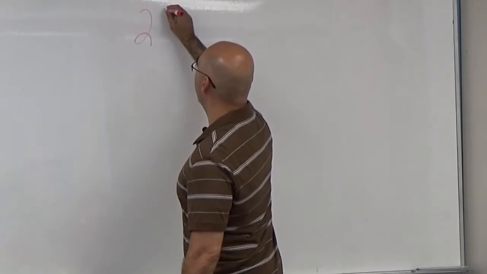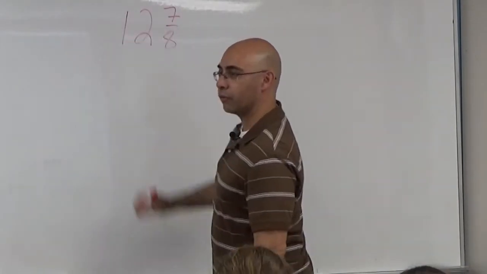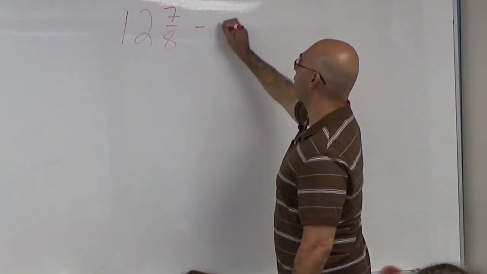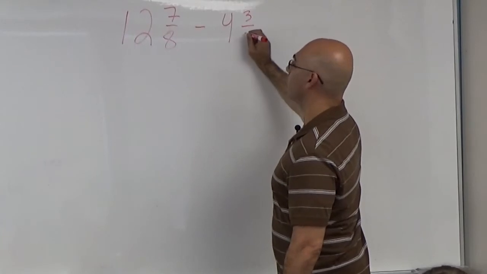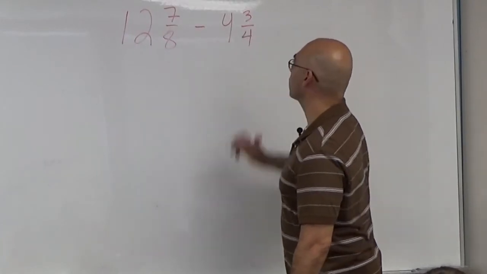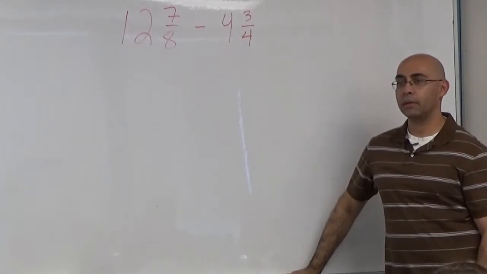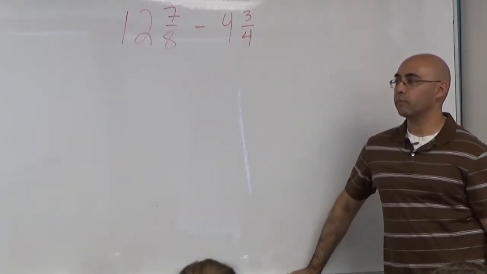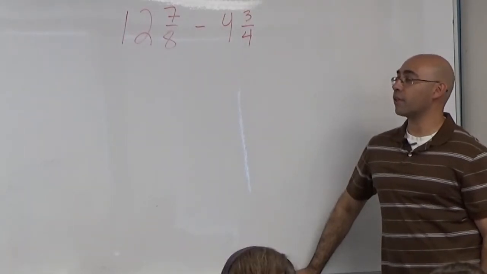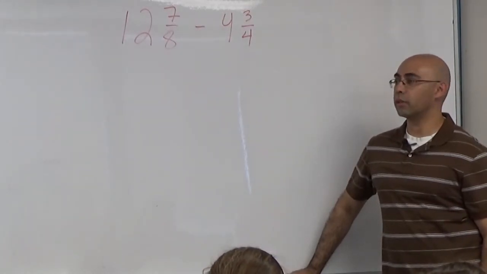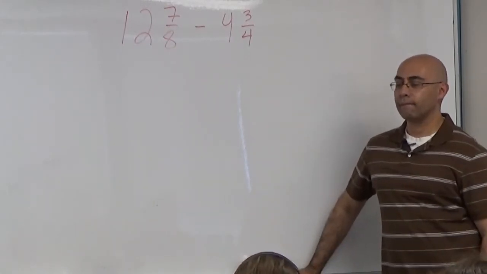2 and 7/8. Actually, let's make it 12 and 7/8. Minus 4 and 3/4. How am I going to do this problem? Turn the 12 into 7s? Ooh, I don't want to do that. You just make the denominators the same.